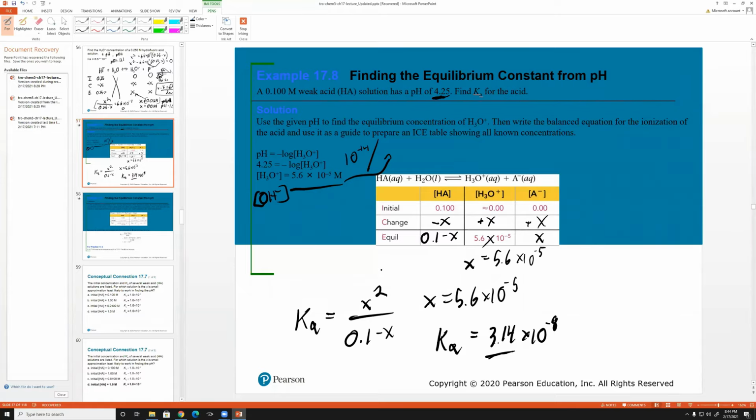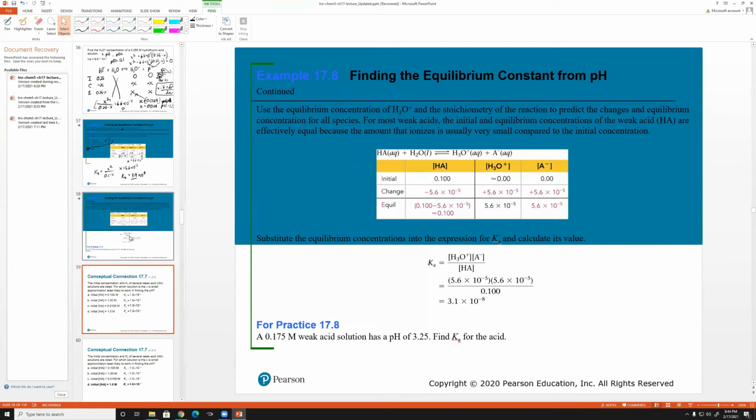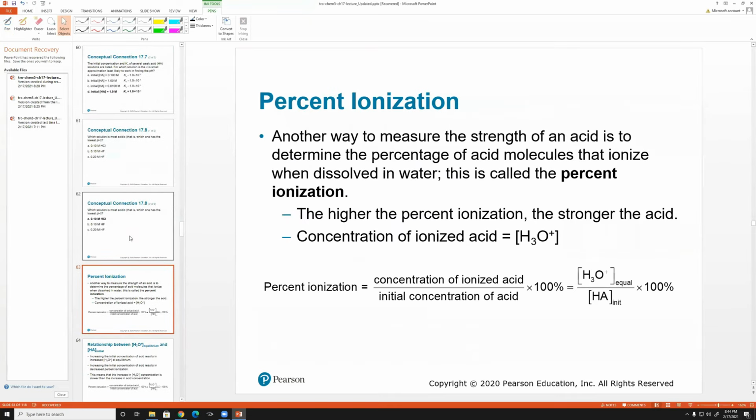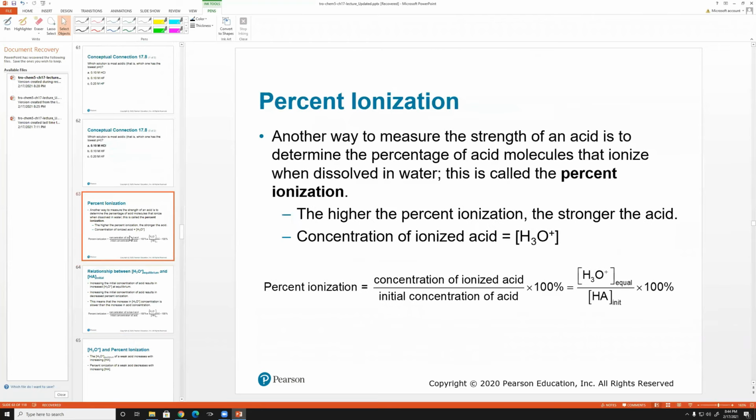So same concepts. Okay, so then just to wrap up, we'll talk for 2 brief seconds about percent ionization. Now, you can figure out the percent ionization. It's another way to measure how strong an acid is. We already know how to do pKa. We know how to do Ka. If the Ka is larger, that means it is stronger. If it's lower, that means it's weaker.